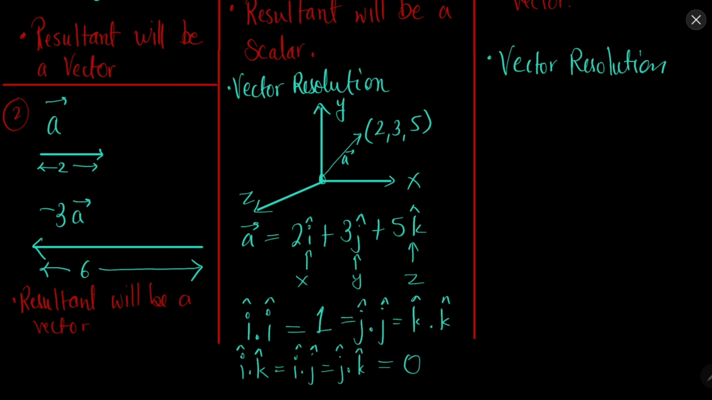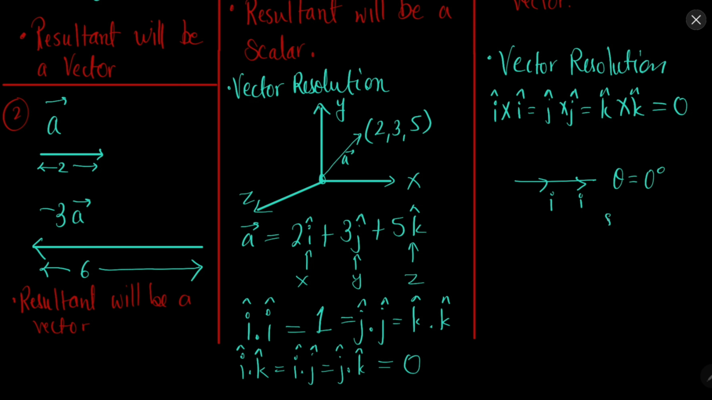So here it will be a different thing: i cross i, j cross j, and k cross k will come out to be 0. Why 0? Because these both are in the same direction. If both are in the same direction, then theta will be equal to 0 degrees, and we know that sine 0 degrees is equal to 0. So i cross i equals i into i sine 0 degrees, and this will be 0. So this complete value will be 0.